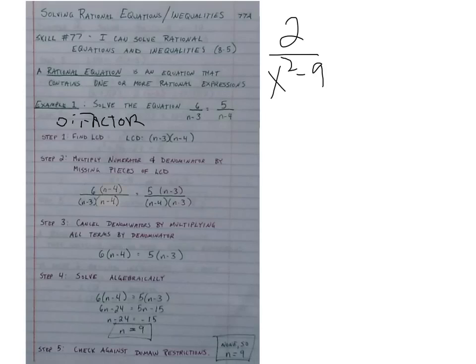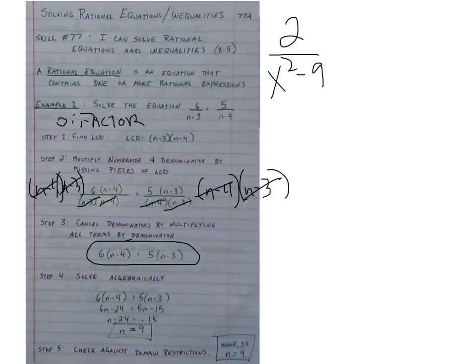Step 3 is nice because all we're doing is canceling the denominators by multiplying all terms by the denominator. And if we multiply all pieces by n minus 4 times n minus 3, then what happens is it cancels out in the numerator and in the denominator. So we do that to both sides, and it cancels out. So what we wind up having is we just set the numerators equal to each other. And from there, it's a rather clear, simple algebraic problem.